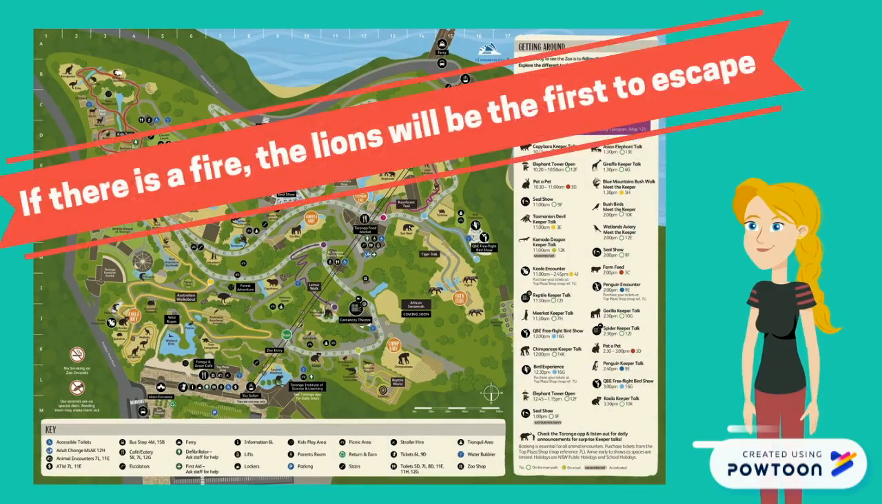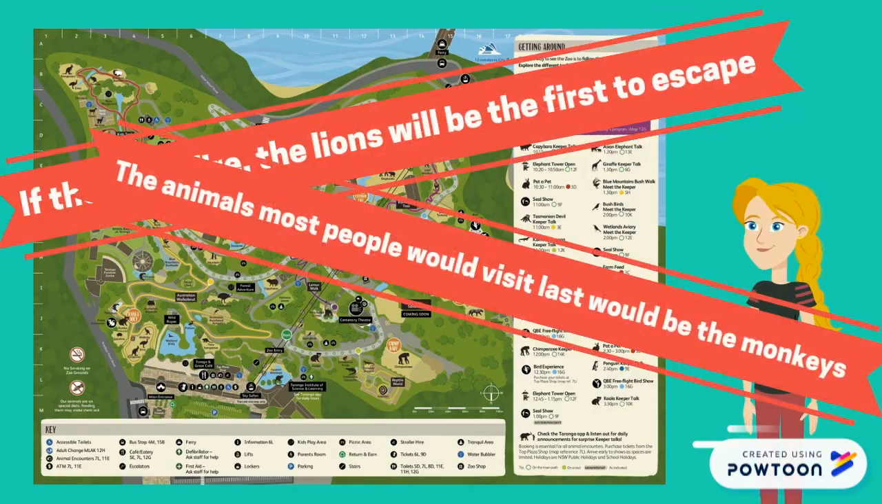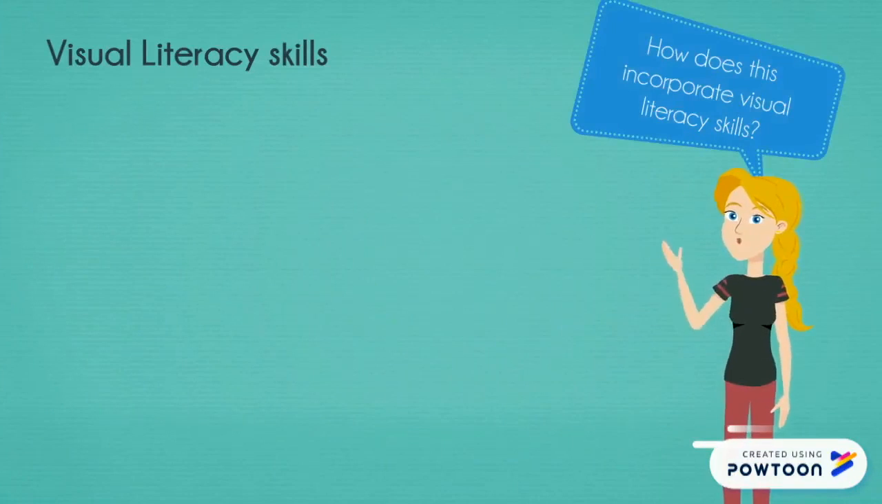These questions will be formed around what the student wants to talk about, whether they have a keen interest in lions, monkeys, seals, or elephants. How is visual literacy incorporated?